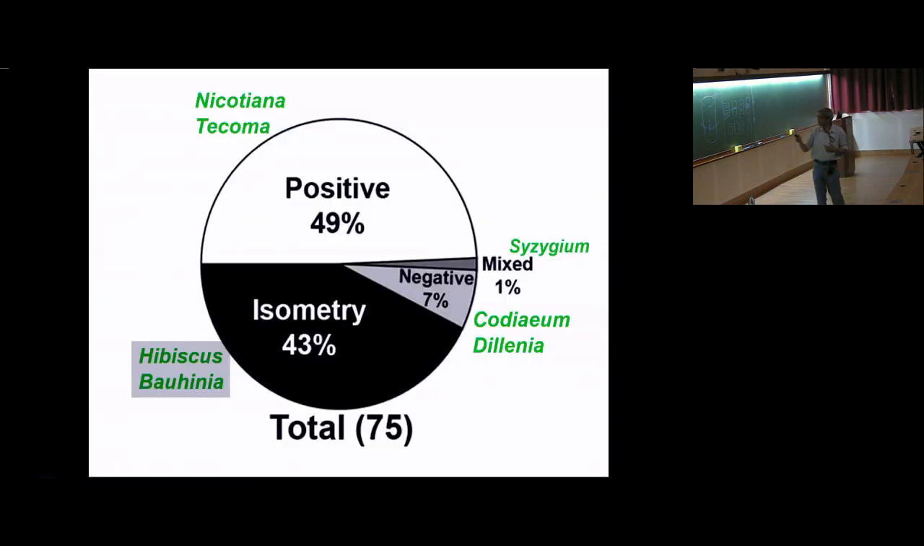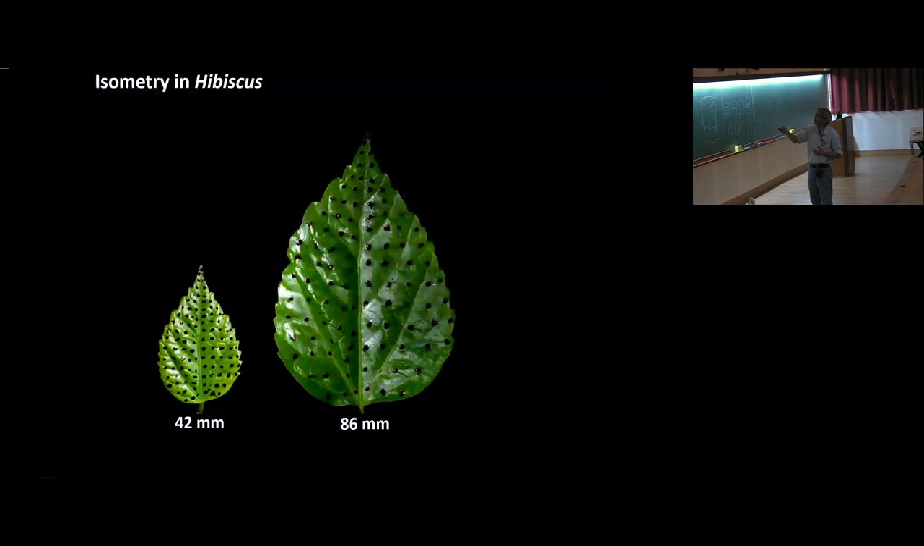For example, if you take the hibiscus, which has isometry, or in other words, the alpha value is one. So this is a small hibiscus, and this is a big hibiscus. You have plotted, spotted this one. The spots are equally distributed, even at the end of the growth as well, which tells you that this has isometry, and there is no polarity. It's a synchronous growth. So this is x, and this is y.